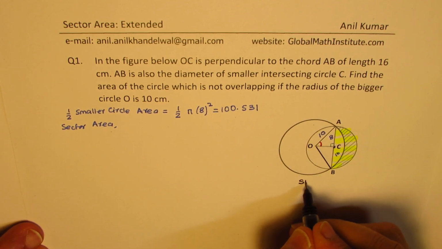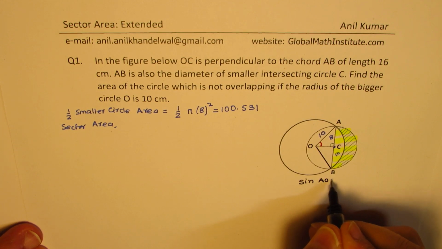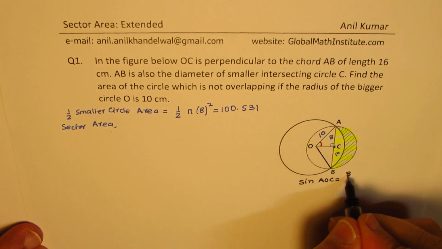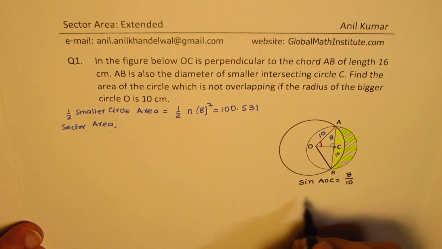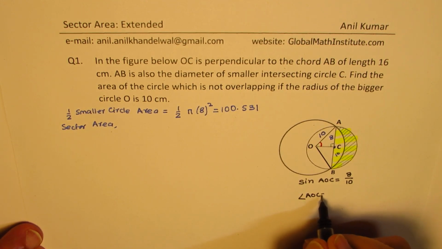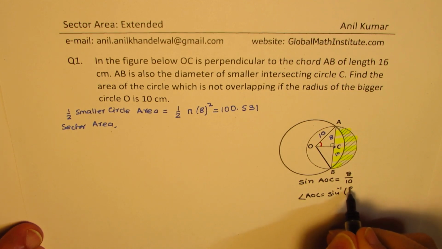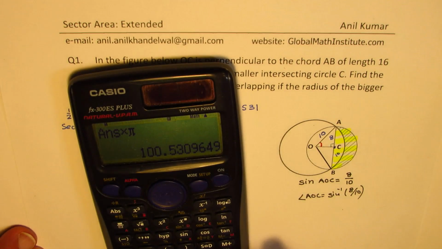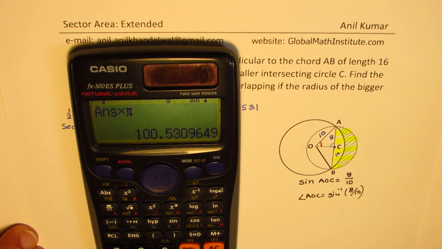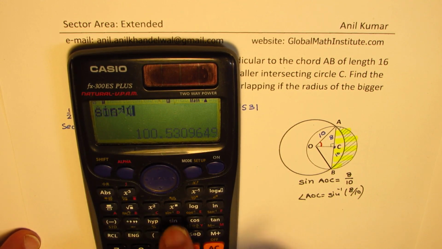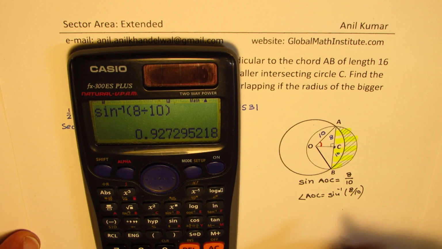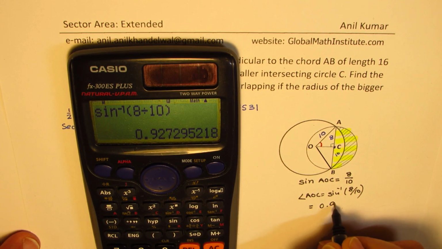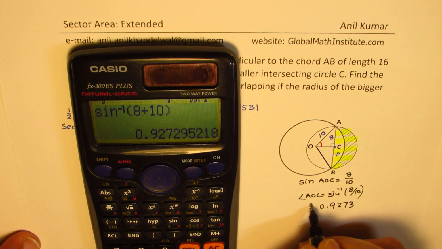So we say sine of angle AOC is 8/10. So that clearly means that the angle AOC is sine inverse of 8/10. There is no need to simplify this. We are using calculators, so any number is the same for the calculator. Sine inverse of 8/10. 4/5 will also give you the same result, right? So this angle here is 0.927, we can round it to 3.